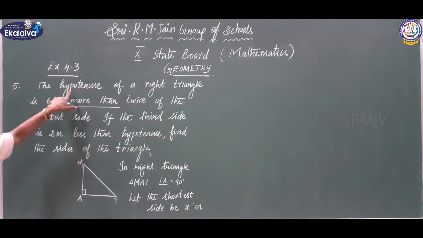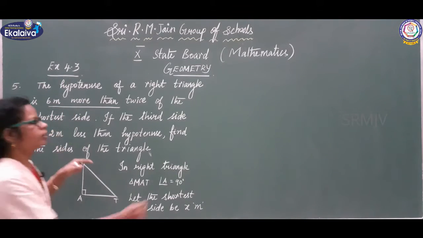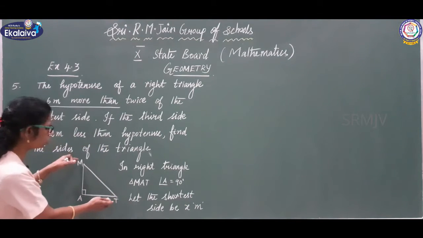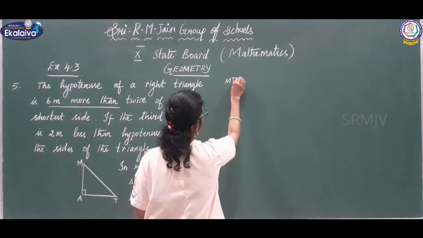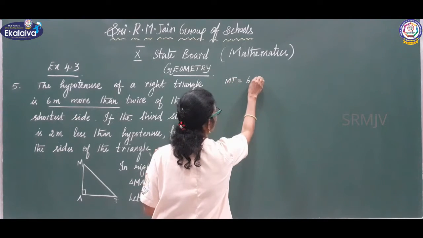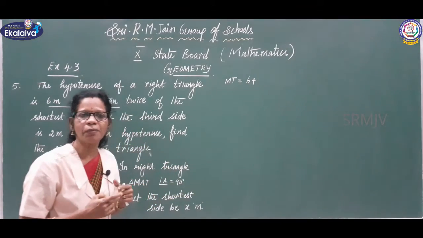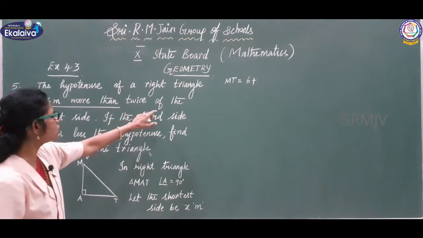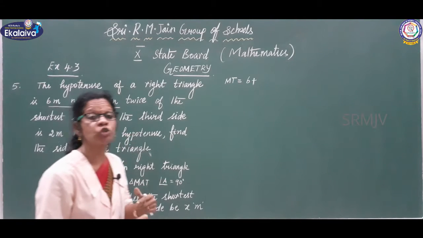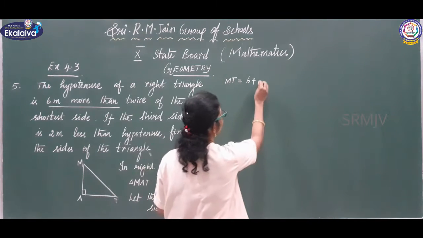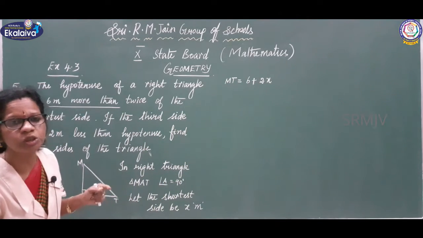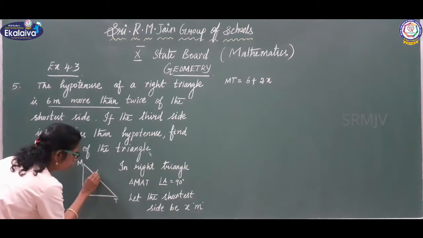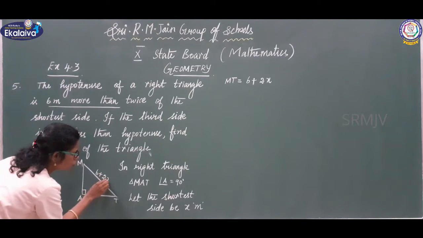What it is given in the question, you see, hypotenuse is 6 meter more than. That means which is your hypotenuse? MT is your hypotenuse, right? MT equal to 6 more than should be replaced by addition. Twice of the shortest side, that means 2 times, right? So 2x. Now what is your hypotenuse measurement? 6 plus 2x.